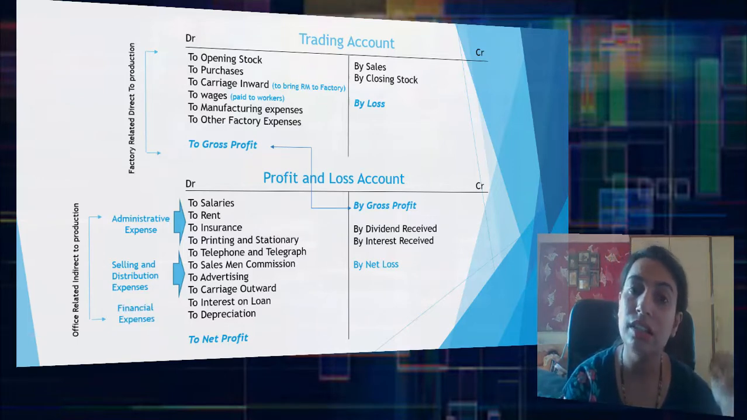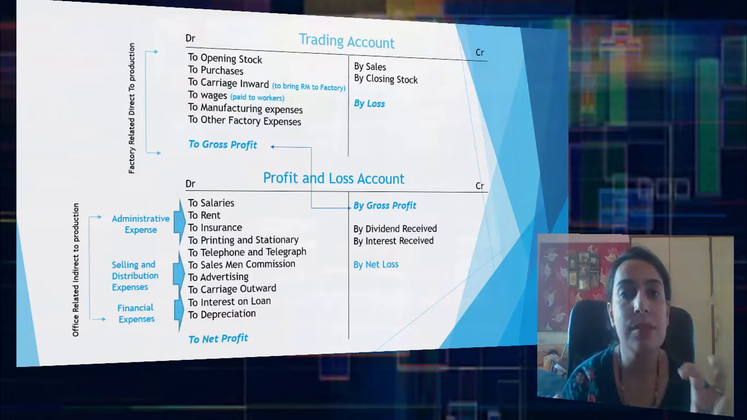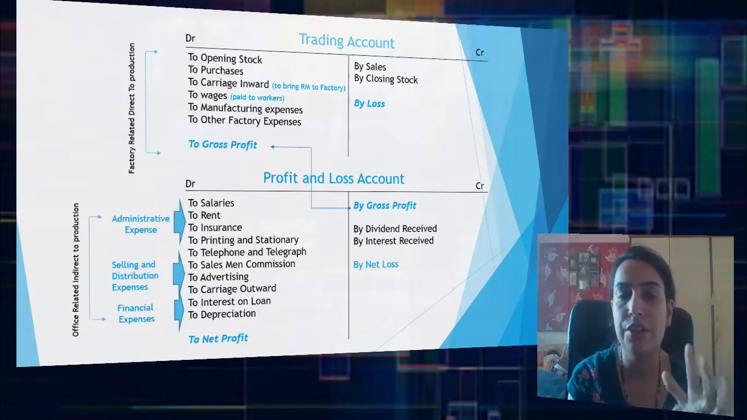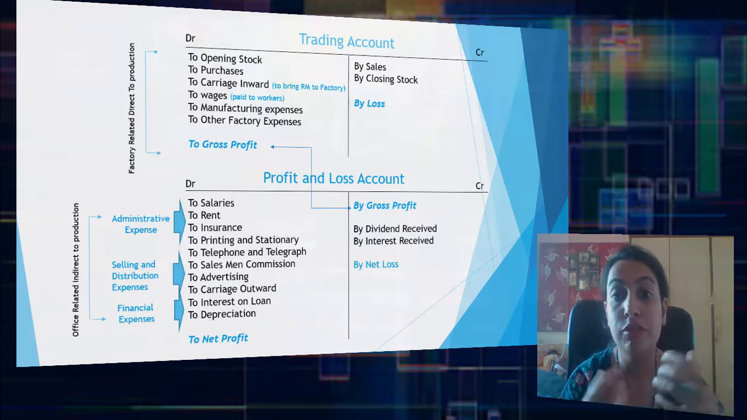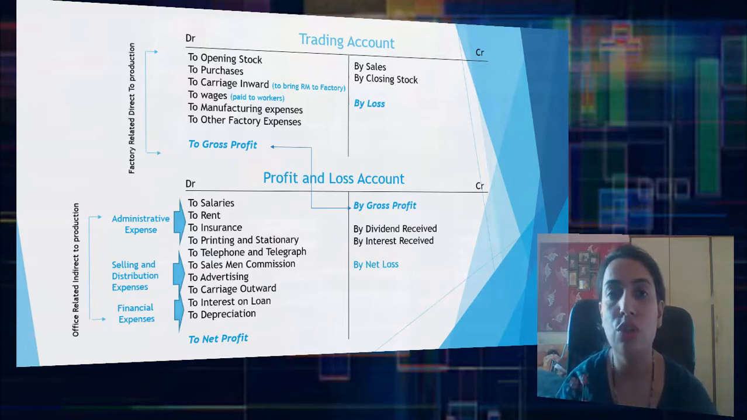Now, there are certain other expenses in the form of financial expenses. Now, these expenses are those which are related to the company, to the factory, to the office, but then you cannot count them as administrative or selling and distribution. They are finance related. Now, for example, for opening up my factory, I have taken a loan of 5 lakh. Now, every year on that 5 lakh, I need to pay some interest. So, that interest on loan is a part of your financial expenses.